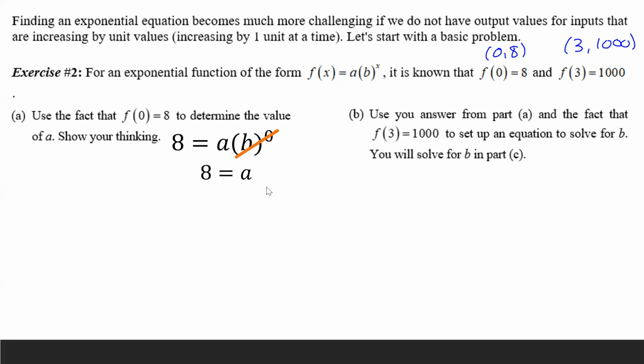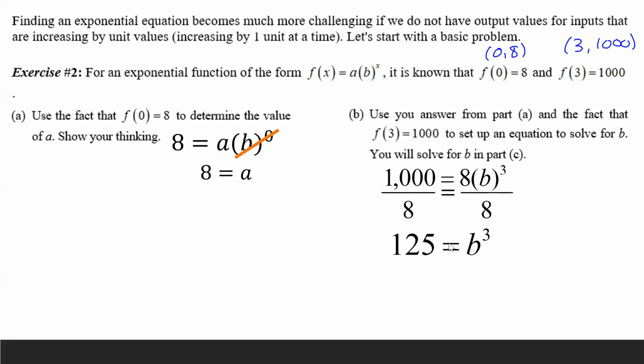Once you know one of your variables, you can plug it into an equation using the other coordinate point. So x is 3, y is 1,000. I found that my a is 8, and now you just have to solve it. Divide both sides by 8, and you get 125 equals b cubed.